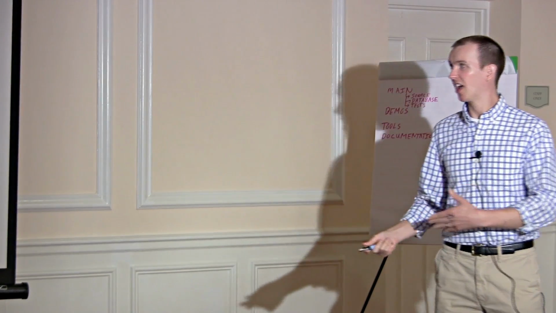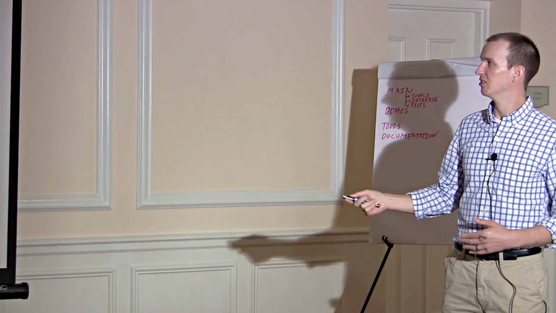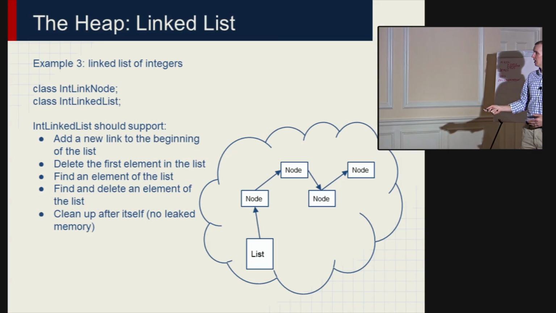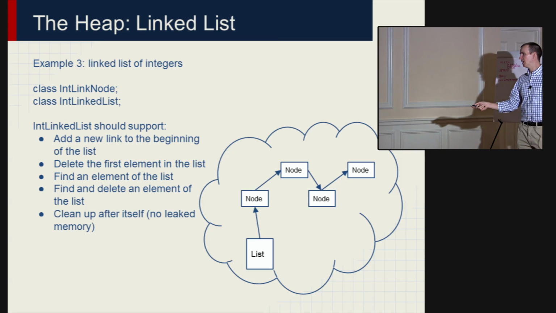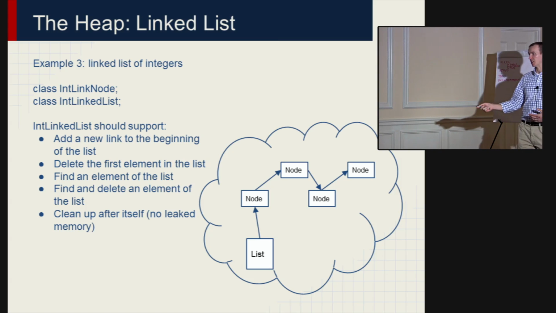This is how I had to do this when I was working in Pascal, or roughly how I learned to program a long time ago. So you have, say, a list class, and then you have a set of nodes. The nodes are where you're going to store all of your data, but the list class is what you're going to interact with. This integer linked list should have a set of functionality it should support. You should be able to add a new link to the beginning of the list. You should be able to delete the first element in the list.